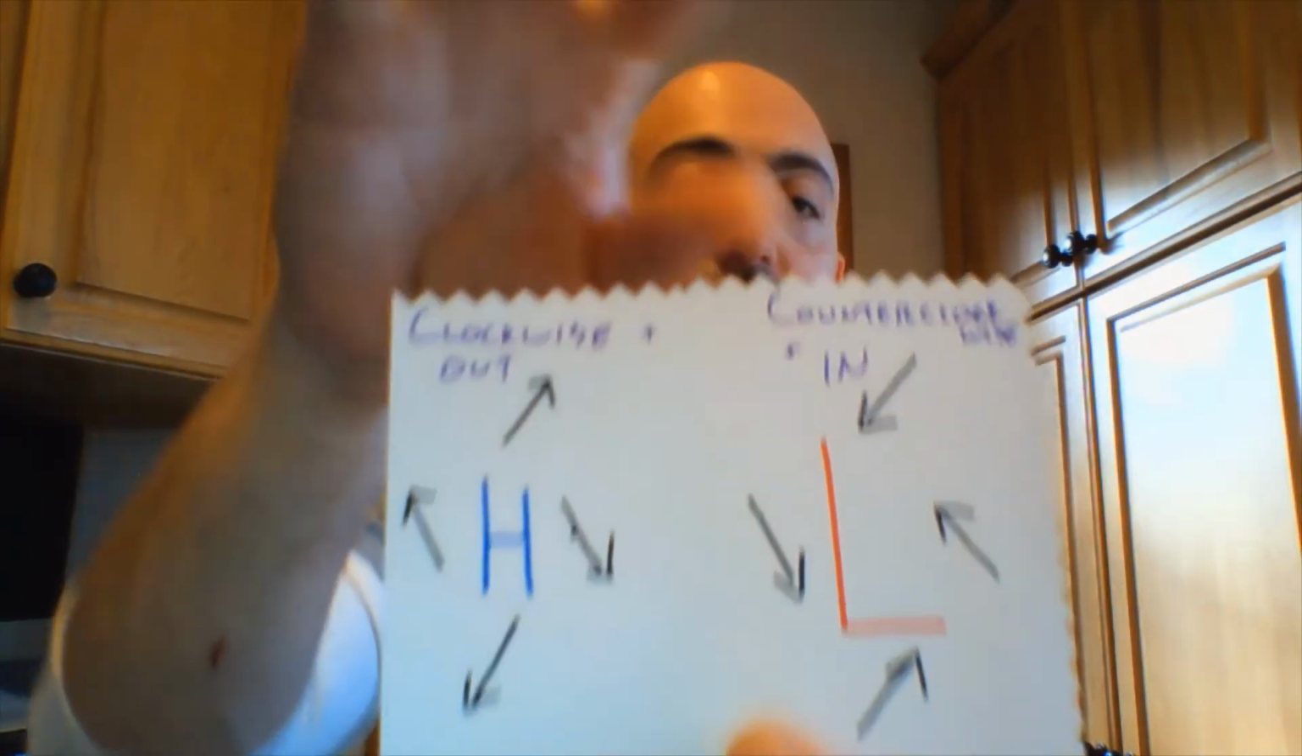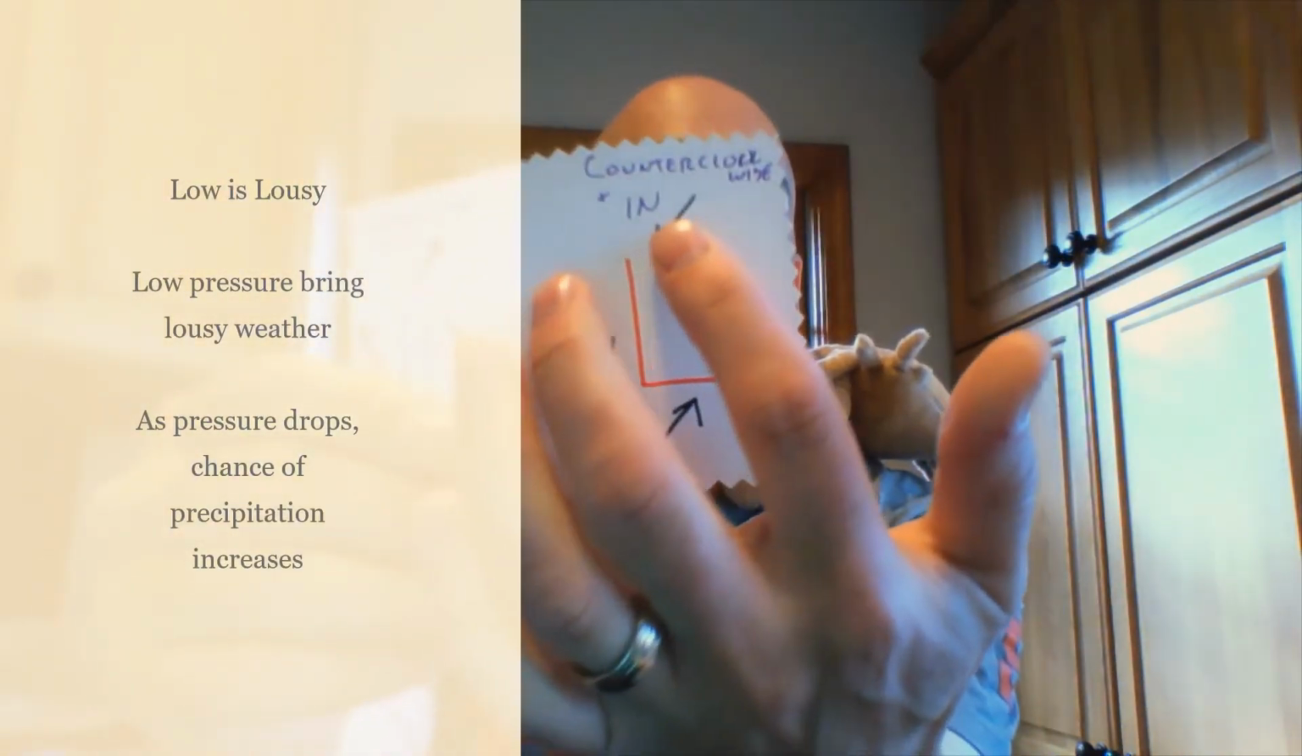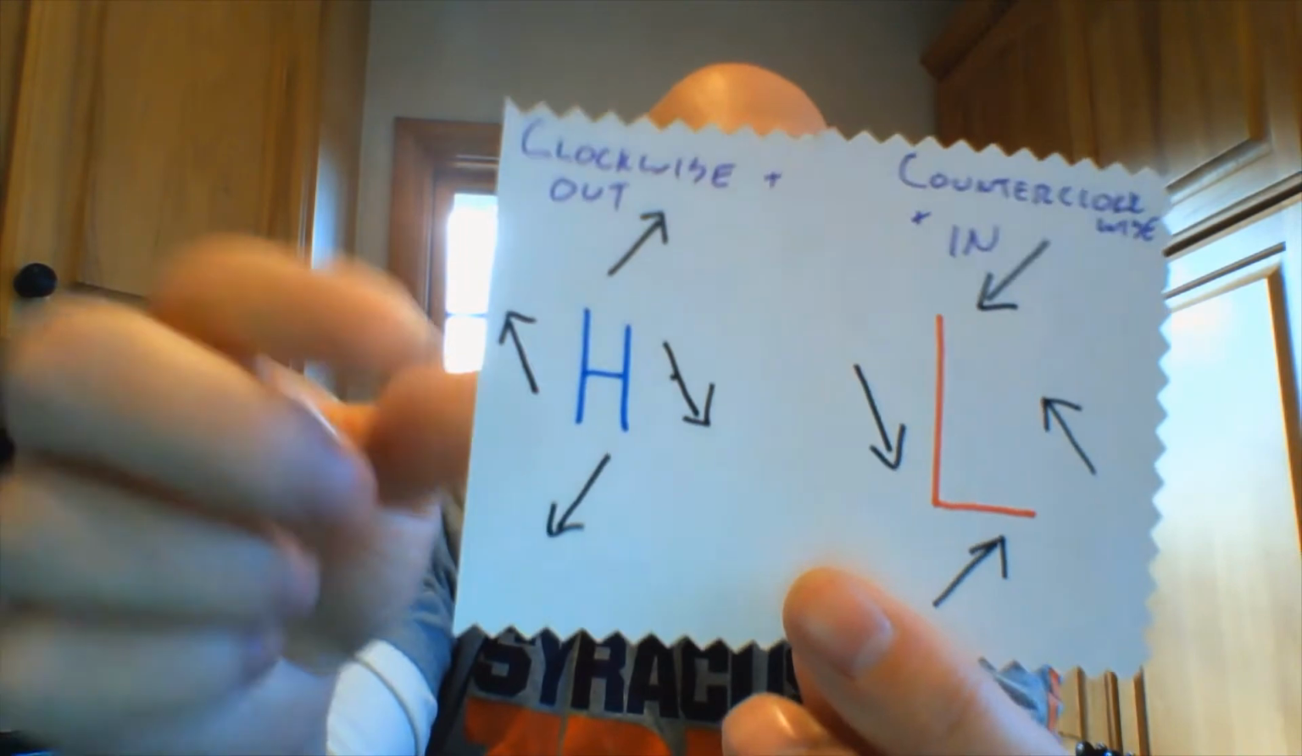Low is lousy. Super important. So low brings lousy weather. We have the fronts that come off of the low pressure system. We'll do a separate video with that. But this brings all the lousy weather. High pressure brings nice clear skies, usually a little bit cooler temperatures, but nice clear skies.